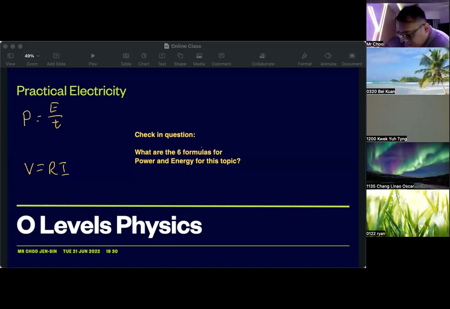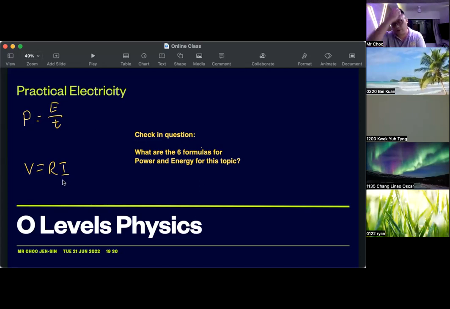Okay, so I have one check-in question for all of you. I think most of you got it correct. Before this topic, all of you should know these two formulas. Power equals energy over time is in Newtonian physics, under the topic of work, energy, and power, which you learned last year. Then in the topic of current electricity, you learned V equals IR.